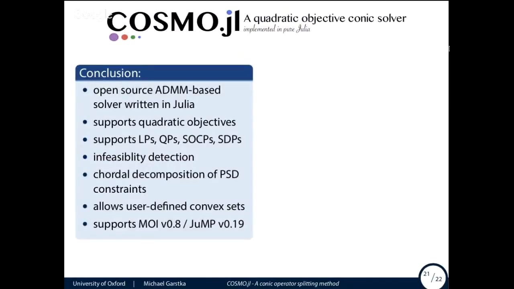Yeah, so we put all these ideas into the solver COSMO. It's written in Julia. It's based on ADMM. We support LPs, QPs, SOCPs, SDPs. We're also able to detect infeasible problems. One thing that we currently work on is to use multiple dispatch to allow the user to define his own convex sets. So if you have a fancy convex set and you know how to project on it, we want to allow you to project on that, or add this as your custom constraint. And we support the latest versions of MOI and JuMP.